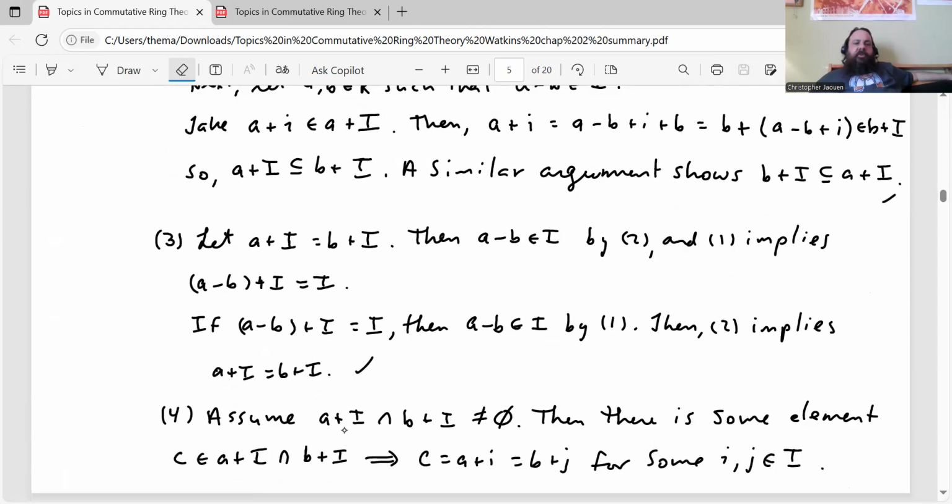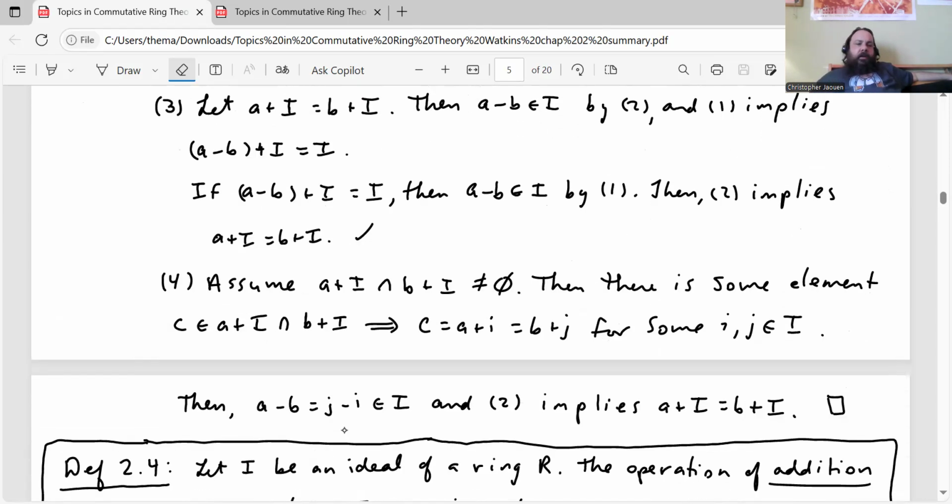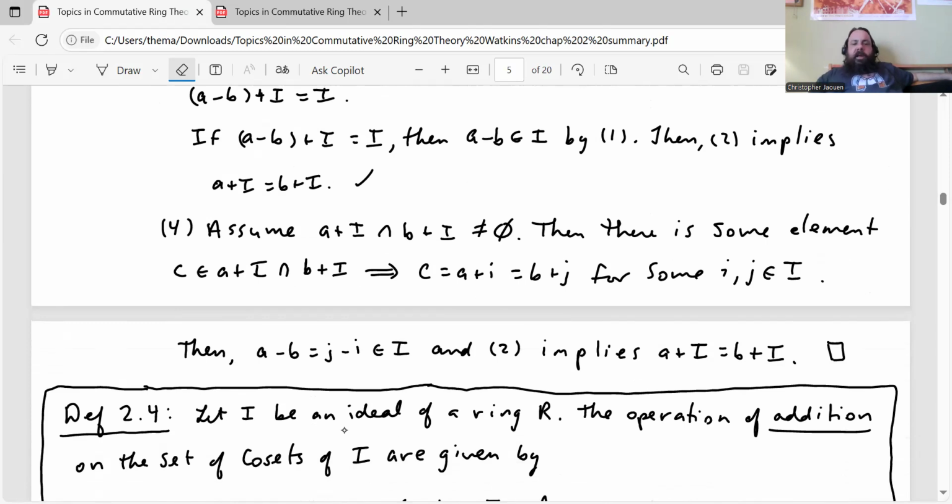All right, number three follows directly from the previous two propositions, so I'll skip that. And lastly, number four, assume A + I intersect B + I is not empty, meaning they're not disjoint. Then there is some element C in A + I intersect B + I, which implies that C is in A + I, which is equal to B + J for some I, J in I. Then A - B is J - I, which is an element of I, obviously. And two implies that A + I equals B + I, and that proves all four of those properties.